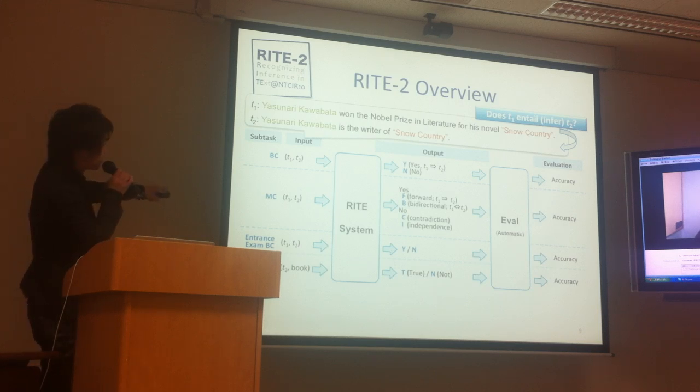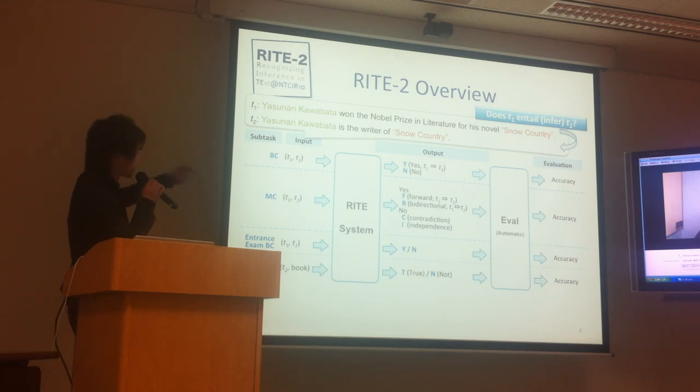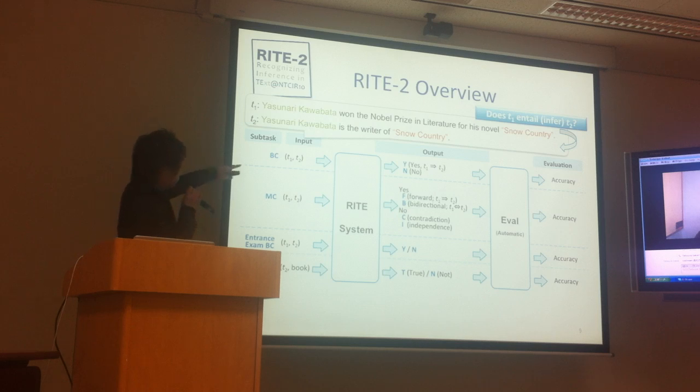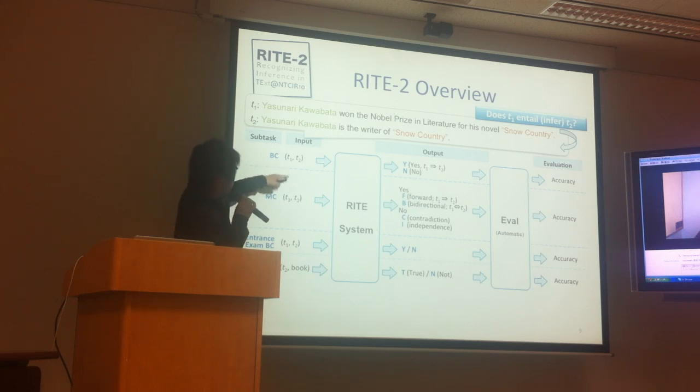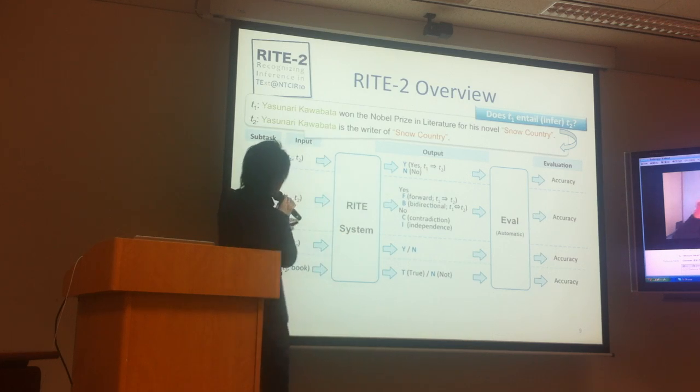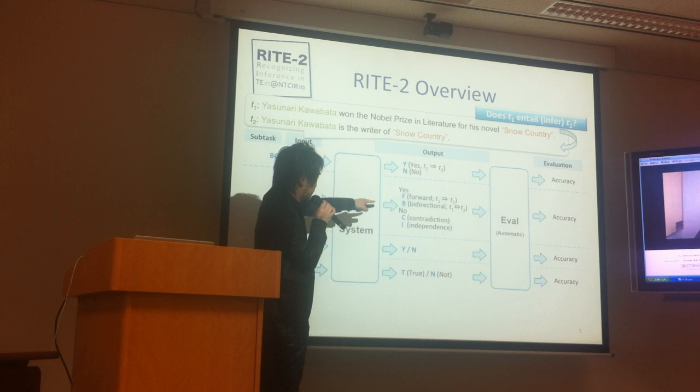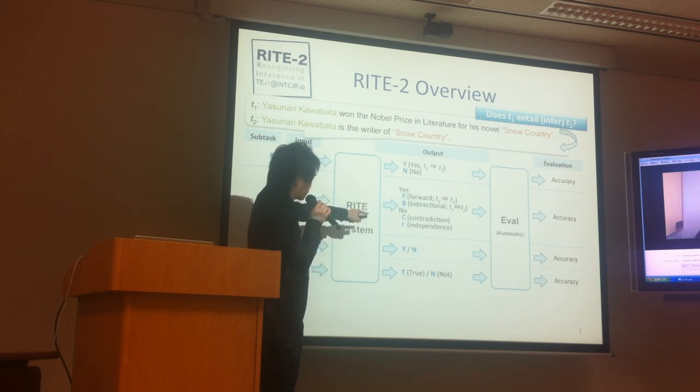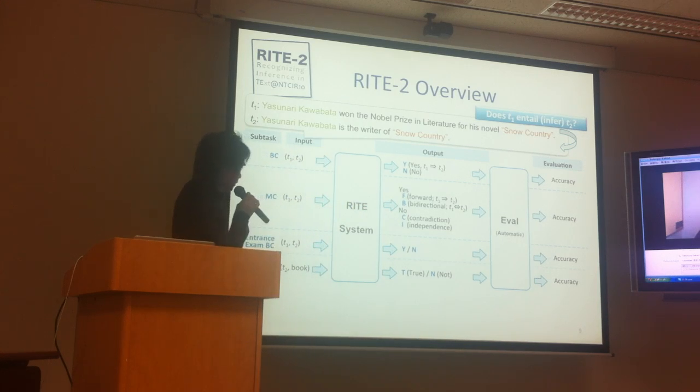Here is an overview of the RITE-2 subtasks. In the BC subtask and the entrance exam BC subtask, text pairs are given, and the systems are required to output yes or no, or in the MC subtask, forward entailment, bidirectional entailment, contradiction, or independence.